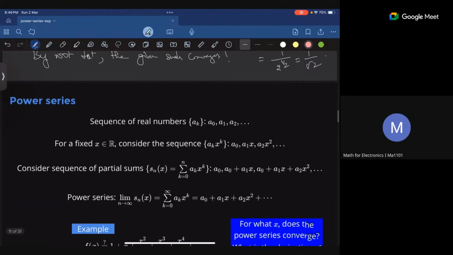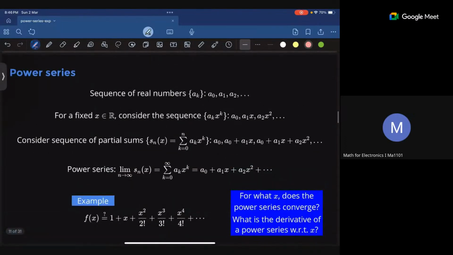Okay, now let's talk about power series. So far we have talked about series. Now power series is slightly different. It's a series, but there will be an extra expression in each of the terms, which is x power k. So you have a sequence of real numbers ak like this, and then for some fixed x, now x is a variable. Okay, x can take any value between minus infinite to plus infinite, and you consider a new sequence like this.